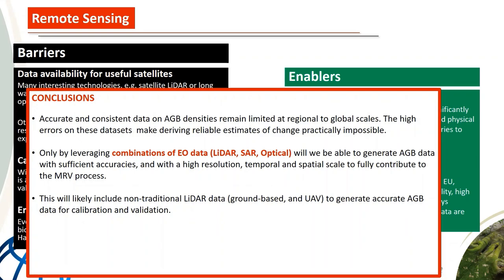So, conclusions. 1. Accurate and consistent data on above-ground biomass densities remain limited at regional to global scales. The high errors of these data sets make delivering reliable estimates of change practically impossible. 2. Only by leveraging combinations of Earth observation data, such as LiDAR, SAR, and optical, will we be able to generate above-ground biomass data with sufficient accuracies and with a high-resolution temporal and spatial scale to fully contribute to the MRV process. 3. This will likely include non-traditional LiDAR data, ground-based UAVs, to generate accurate above-ground biomass data for calibration and validation.